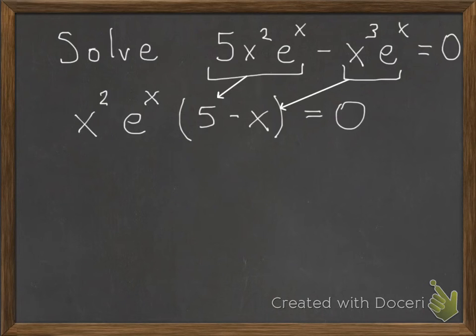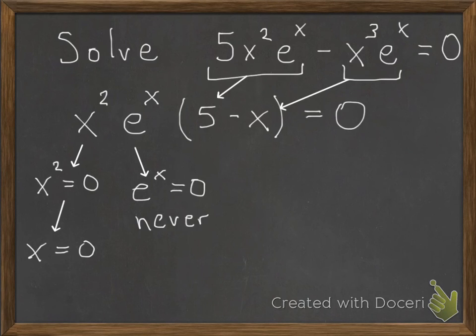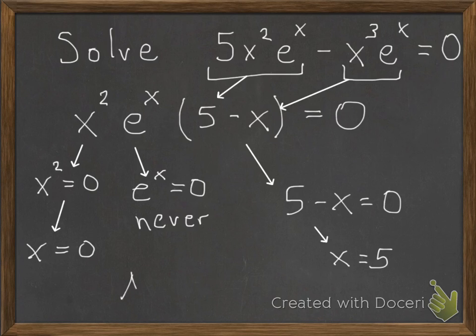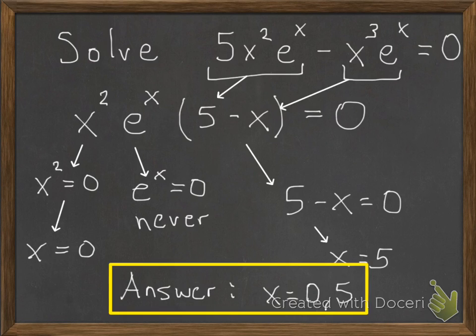Now you have it factored, so you can look when each factor individually is equal to 0. The first one, x squared, is equal to 0 when x is 0. The second factor, e to the x, is equal to 0 never. E to the x is never equal to 0. And the third factor is equal to 0 when x is 5. So your answer is just combine all those.